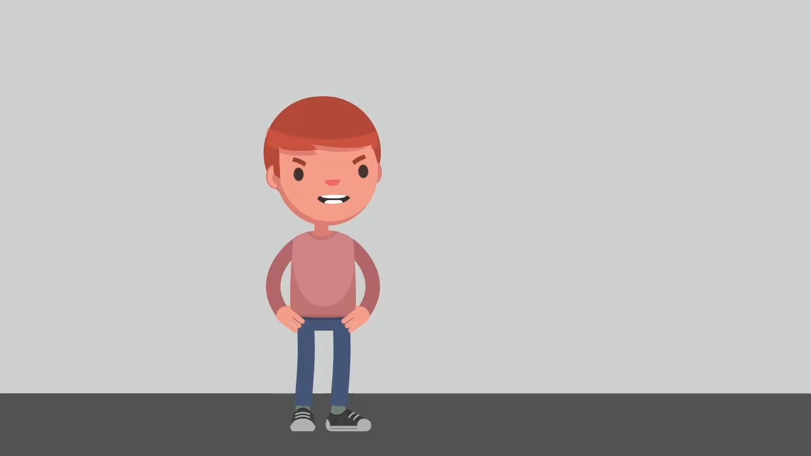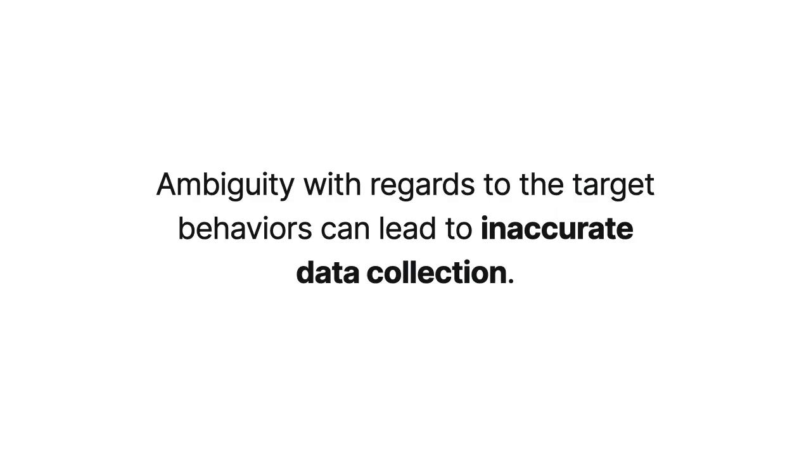For example, let's say our target behavior is disrespectful language. Some team members may interpret this behavior as cursing, or language discriminatory in nature, whereas other team members may interpret this behavior as a student simply refusing to comply with teacher directives. Ambiguity with regards to what target behaviors such as disrespectful language look like in school settings can lead to inaccurate data collection, especially when multiple team members are collecting data on the target behavior.